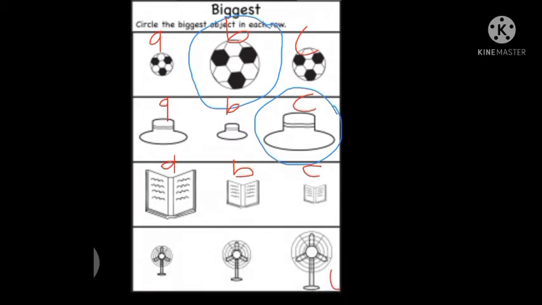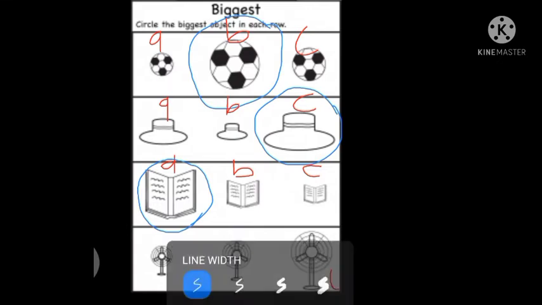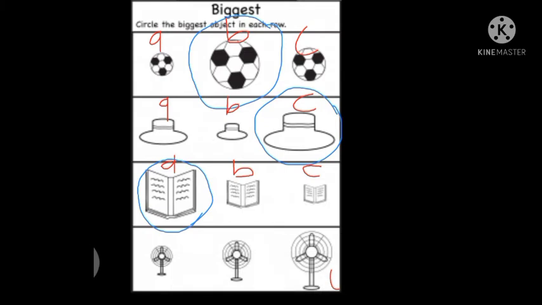Now we will see here three books given: book A, book B and the book C. Now among these three we have to circle that book which is biggest in a size. So you can easily clearly see that book A is the biggest in a size, right? So we have to circle that book. Clear everyone?